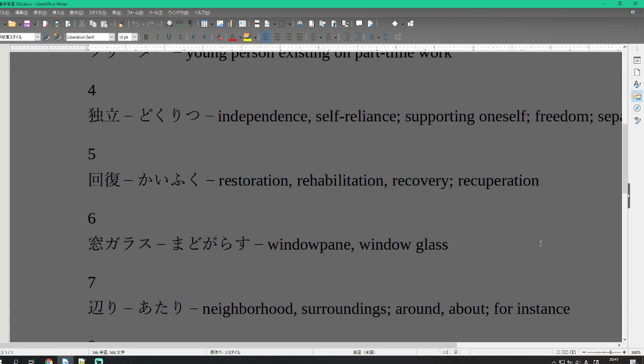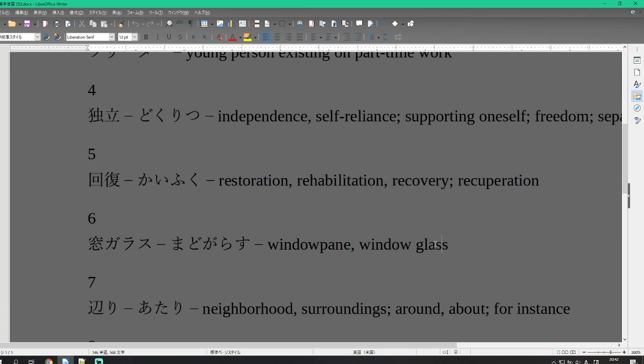Mado garasu is window glass or a window pane. Mado garasu is a glass window or a window pane.